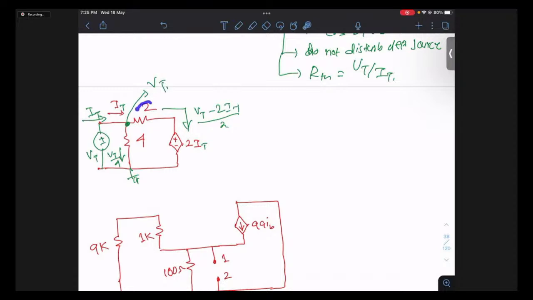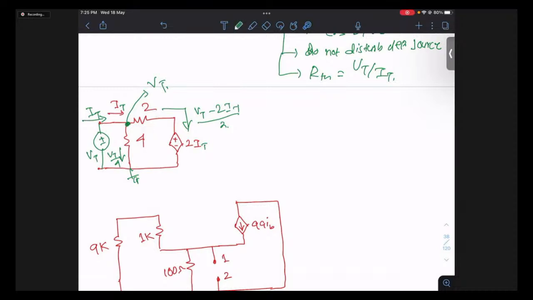So what is this current? This current is this branch current. This branch current is this branch voltage divided by 2. So what is this branch voltage? This node voltage is Vt. This node voltage is 2It. So the branch voltage is Vt minus 2It, and the current is the branch voltage by 2.